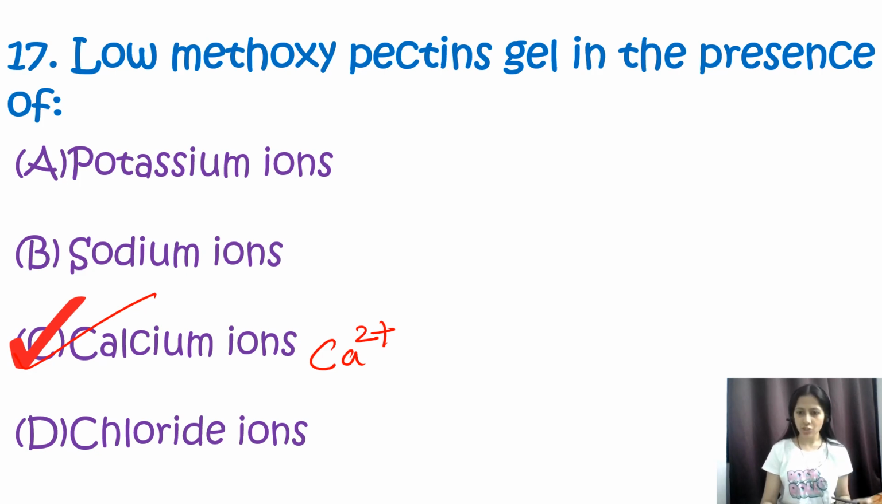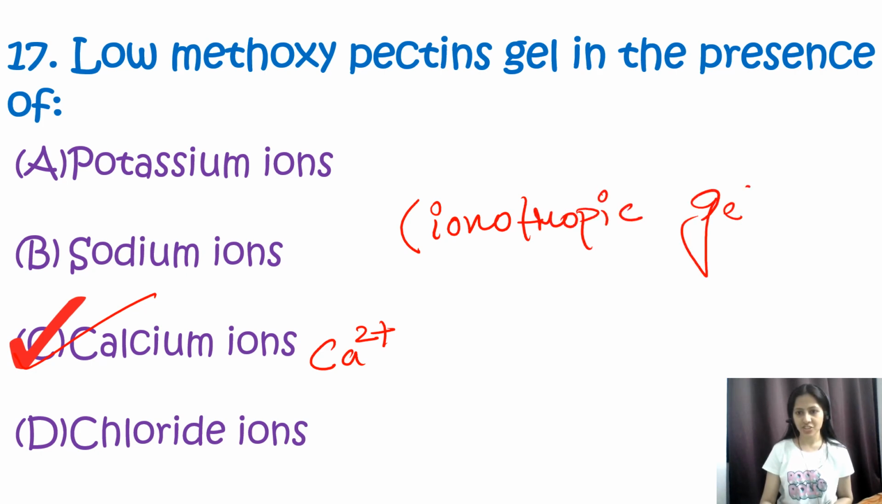When calcium ions interact with these low methoxy pectins, cross linking between the pectin molecules forms, which leads to the formation of the gel network. This has a common name, it is commonly known as ionotropic gelation. So that's why over here my correct option will be C, that is calcium ions.